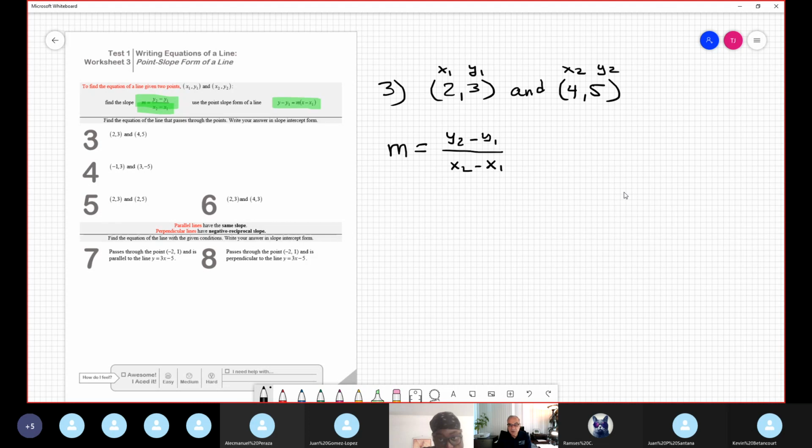In our specific example, y2 is 5, y1 is 3, x2 is 4, minus x1 is 2. And on the top we have 2 over 2. The answer is 1. This is my slope. Now I'm going to find the equation using this formula.